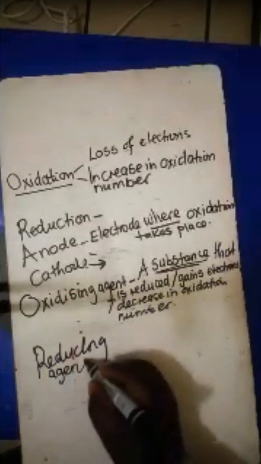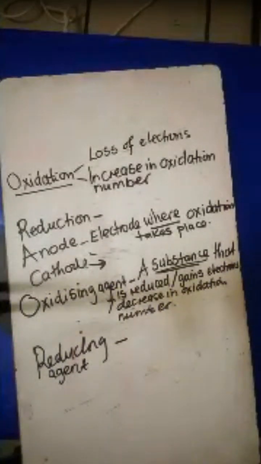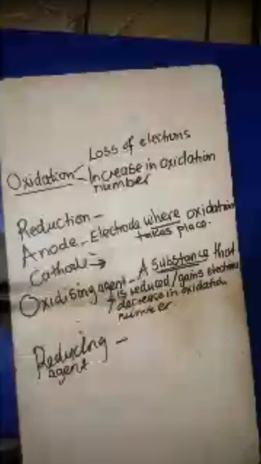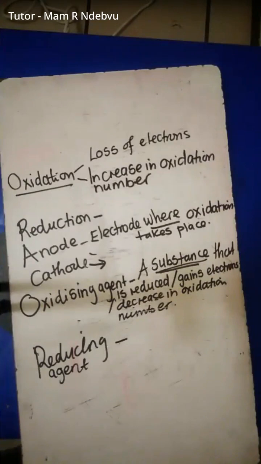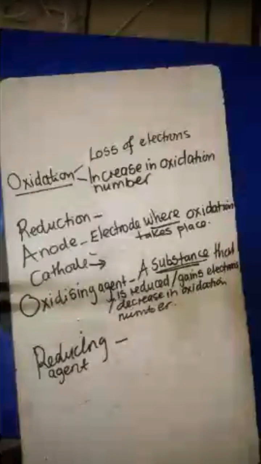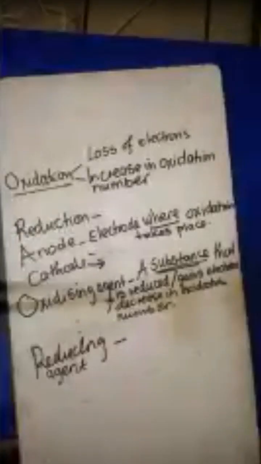It's an opposite of an oxidizing agent. A reducing agent is an opposite of an oxidizing agent. Can you try to define it? Lerato, can you assist? Memo would say it's a substance that loses electrons and it undergoes oxidation.